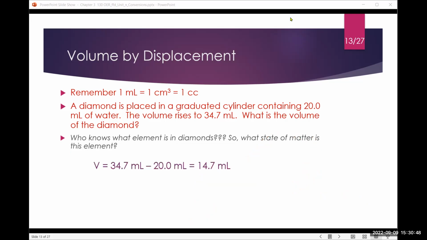So the important thing here is if you're doing your calculations, which we will, and you come across this example, please don't use this 34.7 as the volume of the diamond, because that is not the volume of the diamond. That is the final volume that the diamond displaces. And the actual volume of the diamond is the difference between where it finally displaced from where the volume began. Okay. And so that diamond has a 14.5 milliliter volume associated with it.